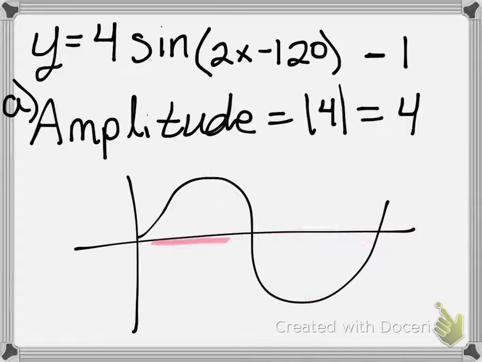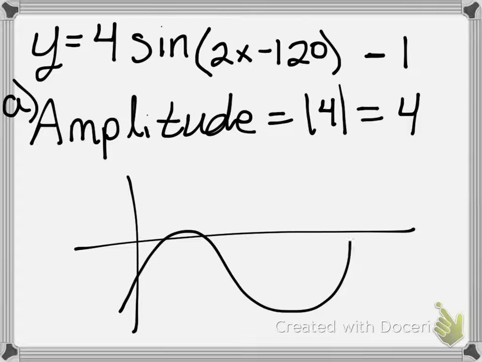Even if we shift the graph vertically, so maybe it's like here, then our new x-axis is going to be there, and the amplitude there should still be 4.